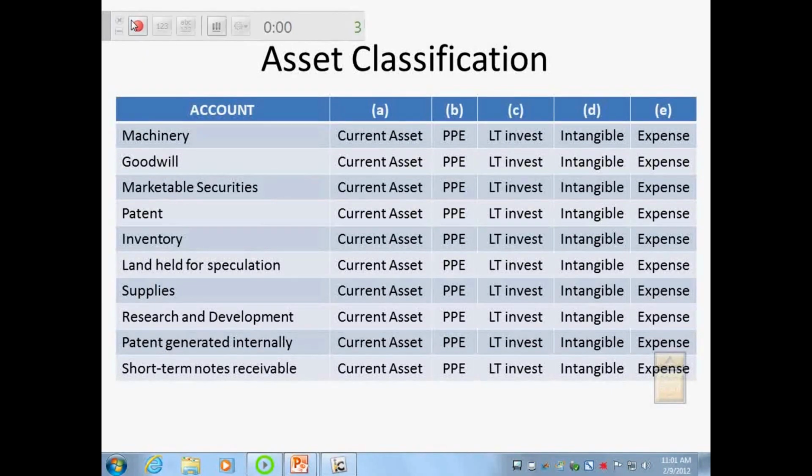marketable securities? Are they current, property, plant, and equipment, long-term investments, intangible, or expenses? And if you think it's more than one, I guess you can vote twice.